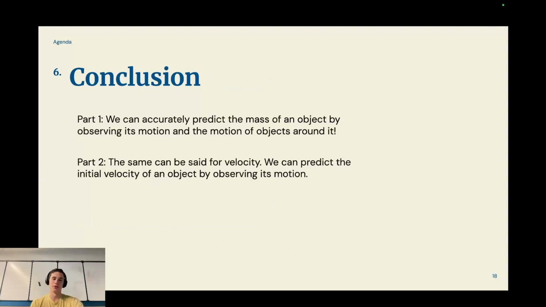Conclusion: for part one, we can accurately predict the mass of an object by observing its motion and the motion of the objects around it. And for part two, the same can be said for velocity. We can predict the initial velocity of an object by observing its motion. And that is it.